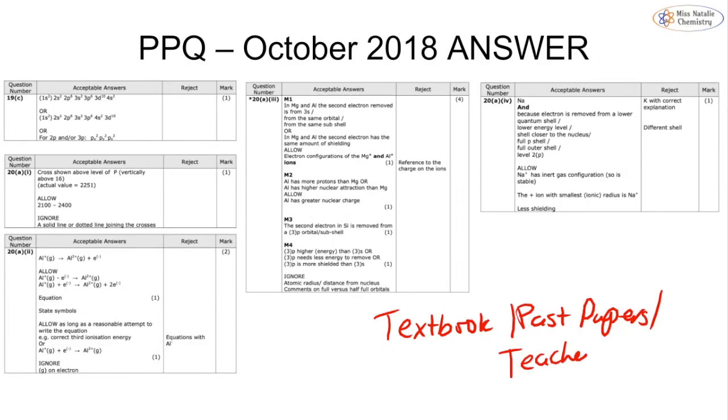That's everything for atomic structure. I would strongly suggest that you do some practice questions, particularly writing out the electronic configuration, and you can find examples in the textbook. You can check in past papers, or of course you can ask your teacher and they'll be more than happy to help you.